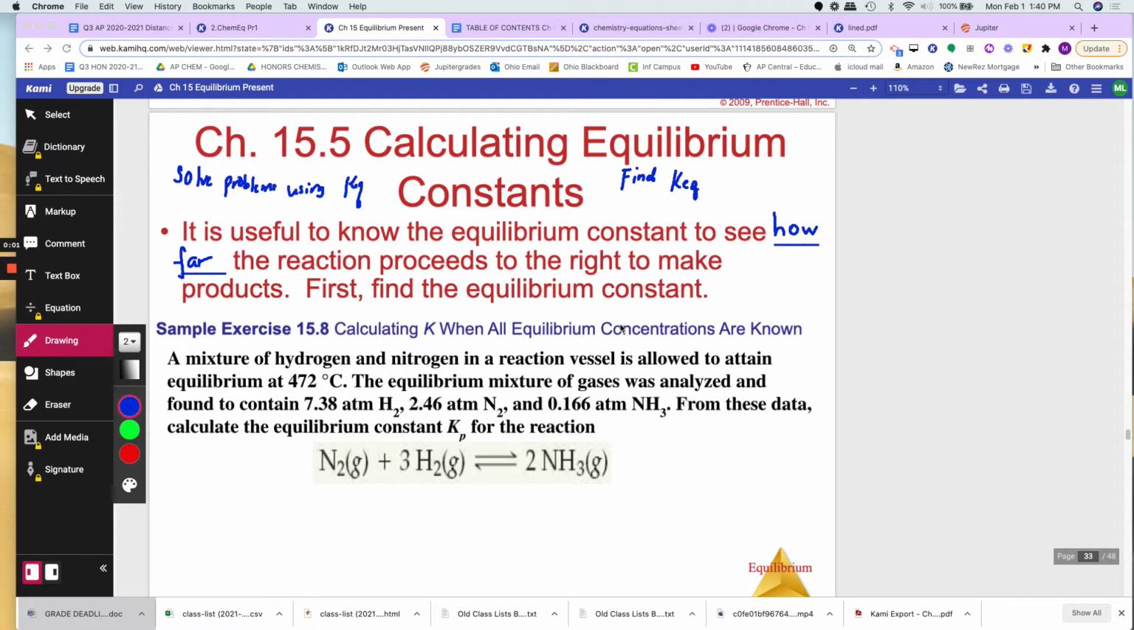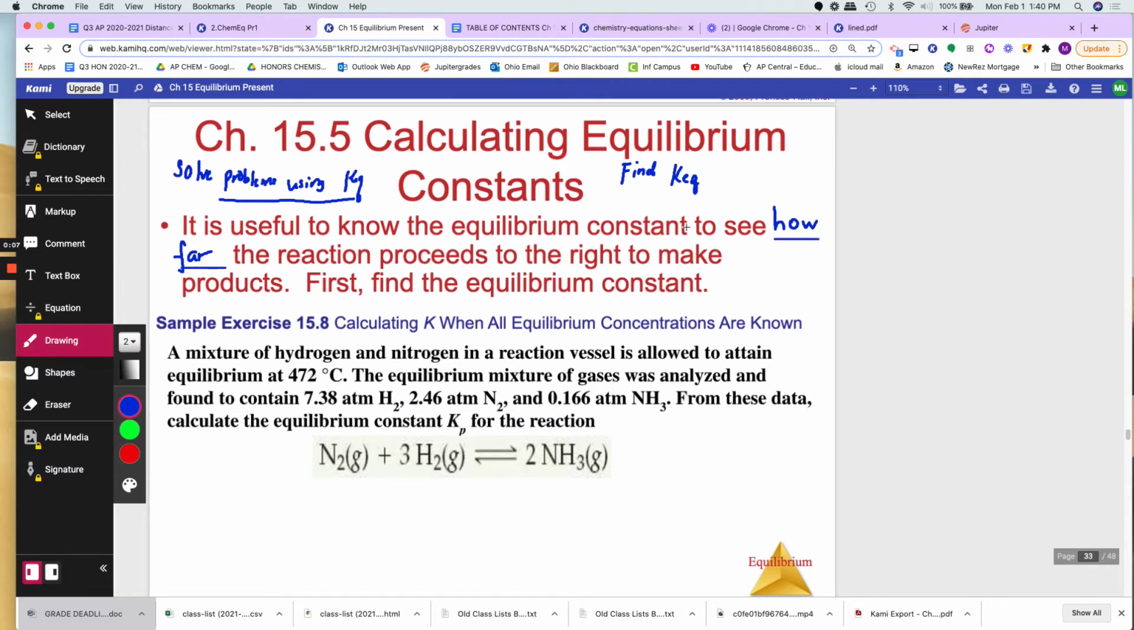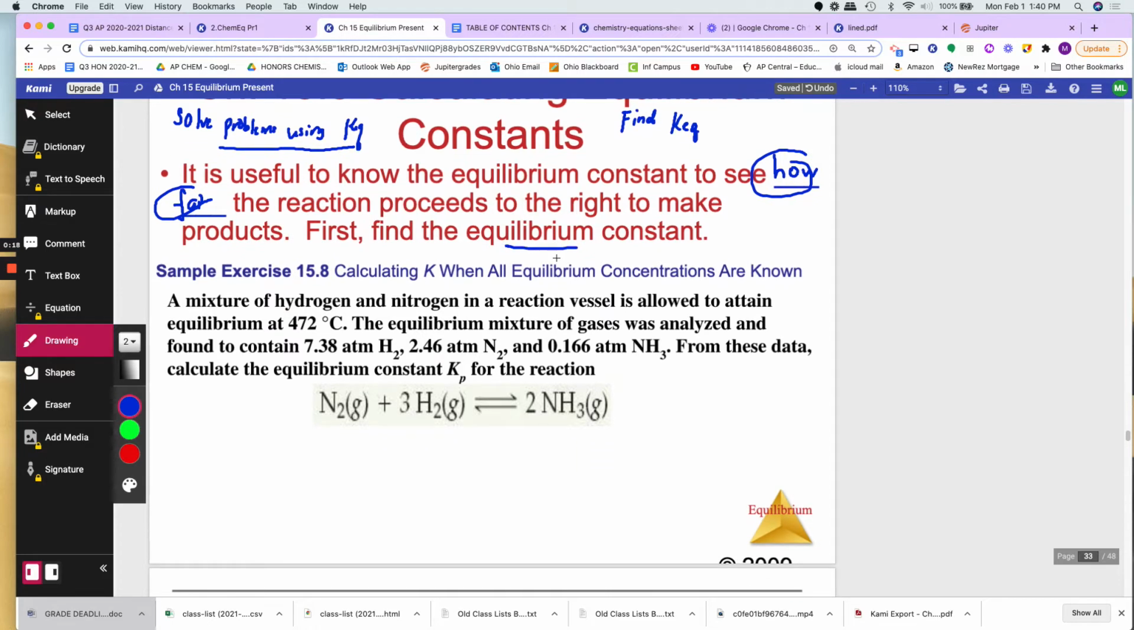In this lesson, we will be learning some ways to solve problems using K-equilibrium. It is useful to know the equilibrium constant to see how far a reaction goes to the right to make the products. Okay, first, let's go ahead and find the equilibrium constant.